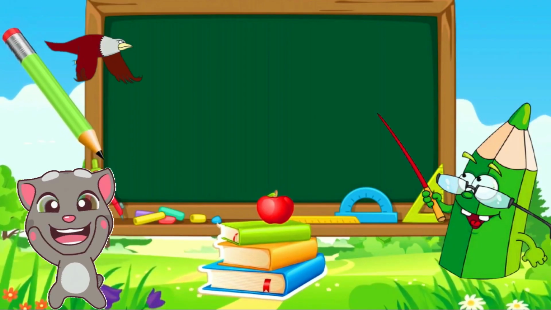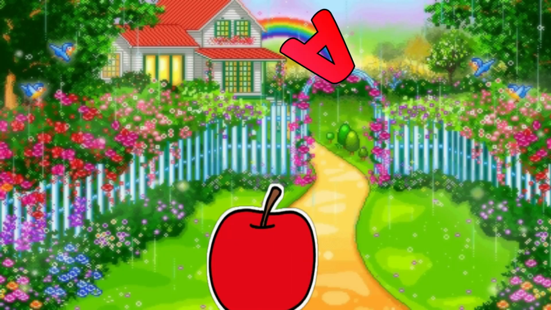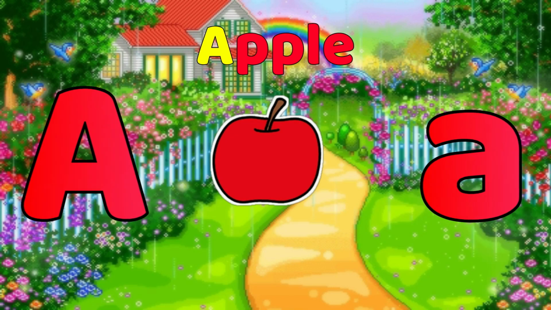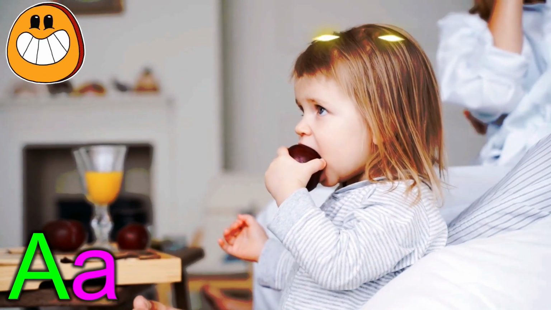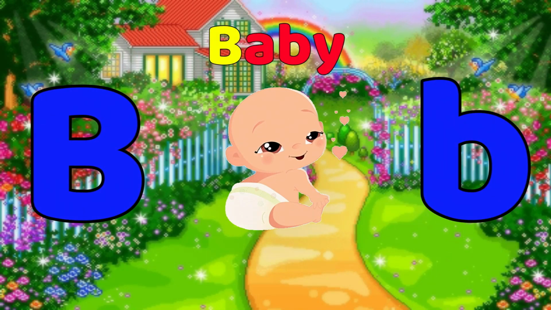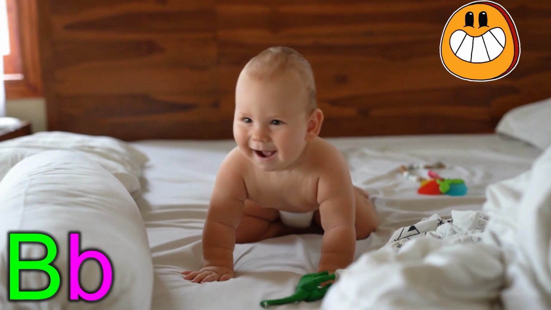Do it again. A is for apple, a, a, apple, a, a, apple, A, apple. Baby, b, b, baby, b, b, baby, B, baby.